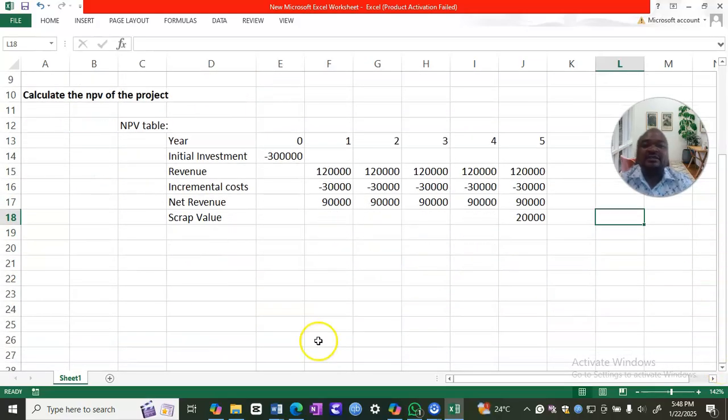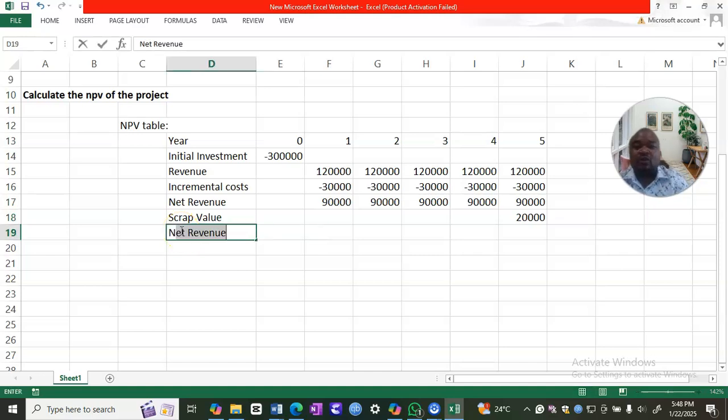Let's proceed. So when we do this, we get what is called net income, or the net cash flow. Let me just say net cash flow.